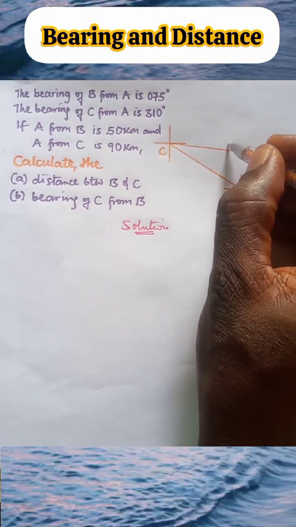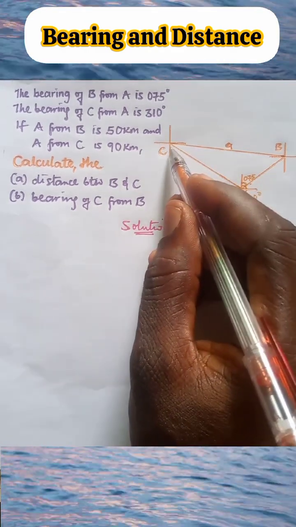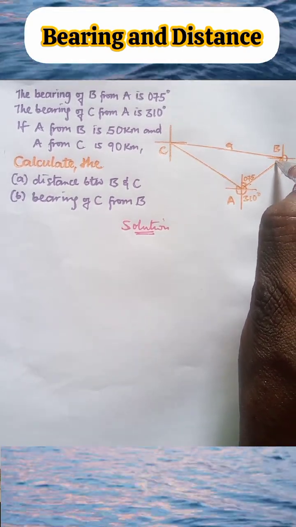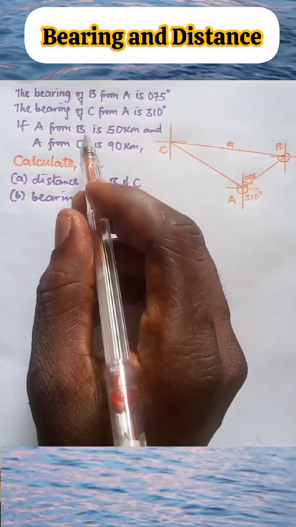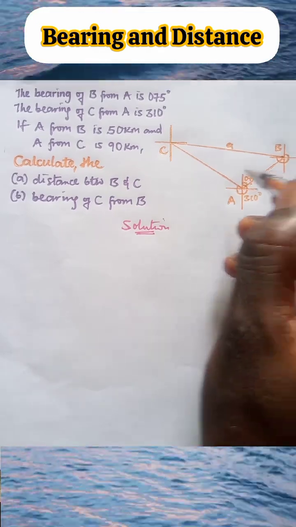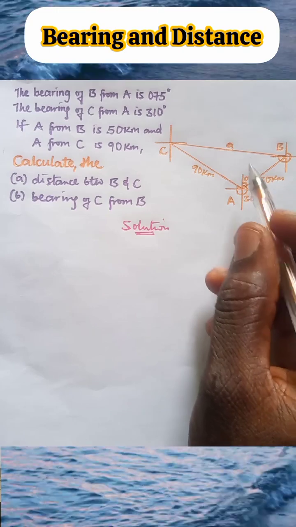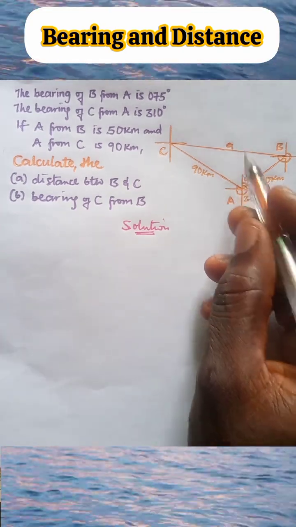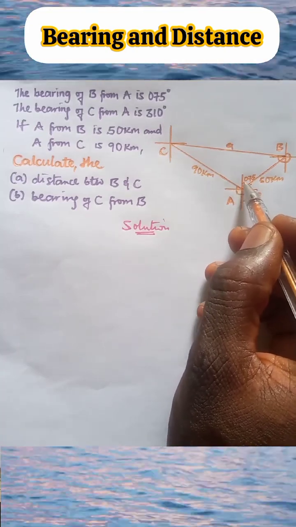Now, let's label here A. We are also to calculate the bearing of C from B, which is the angle from the north to this line that connects C to B. We are given that the distance between A and B is 50 kilometers, while the distance between C and A is 90 kilometers. Now, to calculate the distance, we are going to use the cosine formula. And to use the cosine formula, we need the value of this angle here.